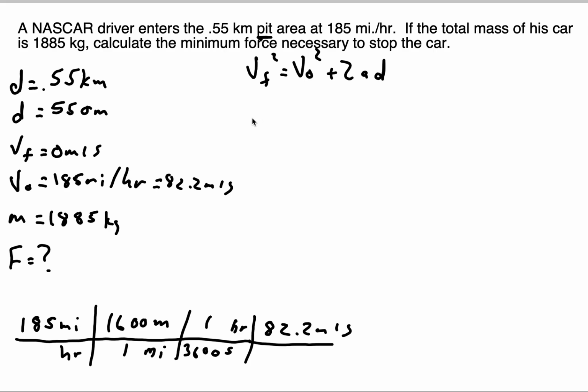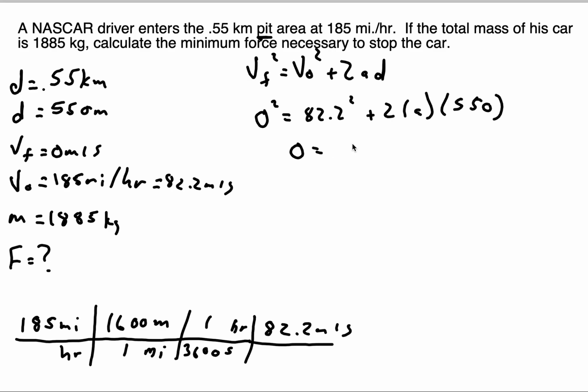We still get to use them when we come back and we start talking about momentum. It's going to be fun. So we'll put the stuff in here. This will be 0 squared equals 82.2 squared plus 2 times acceleration times 0.55. Oh, I'm sorry. That's wrong. Times 550. Right? Because we only do meters.